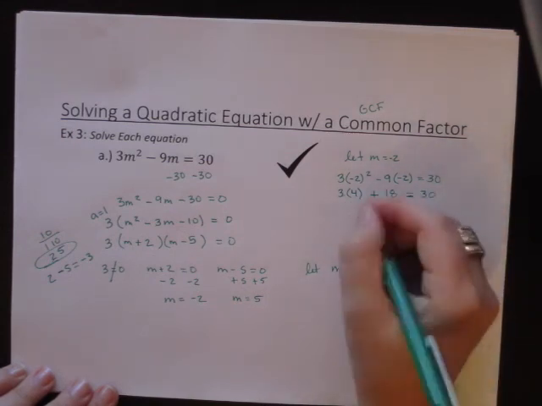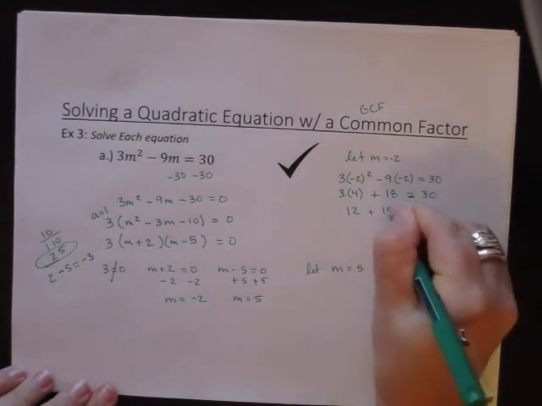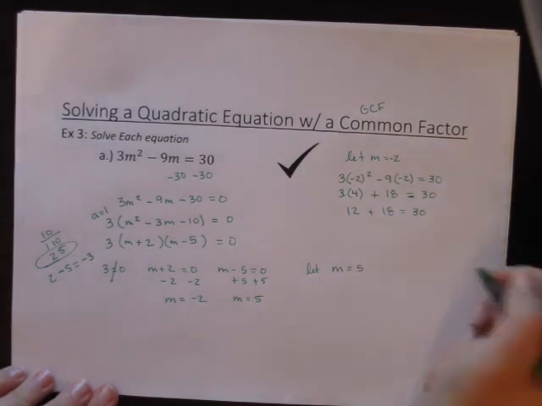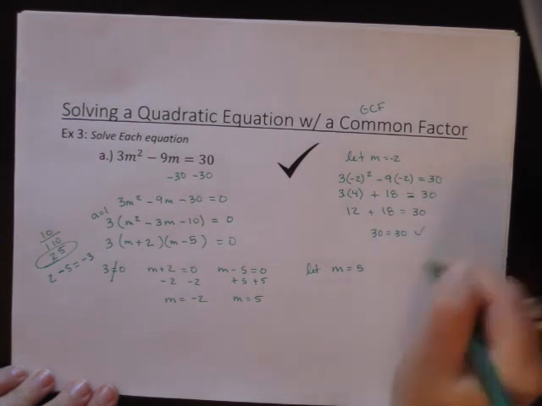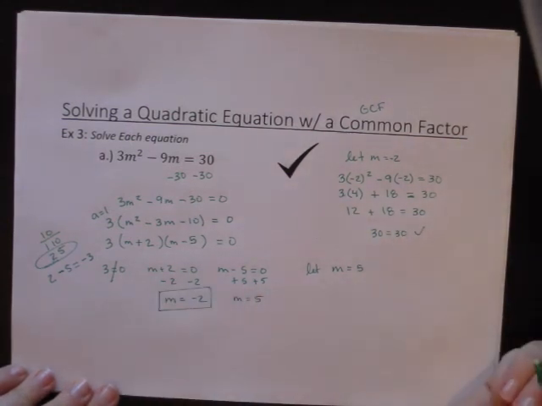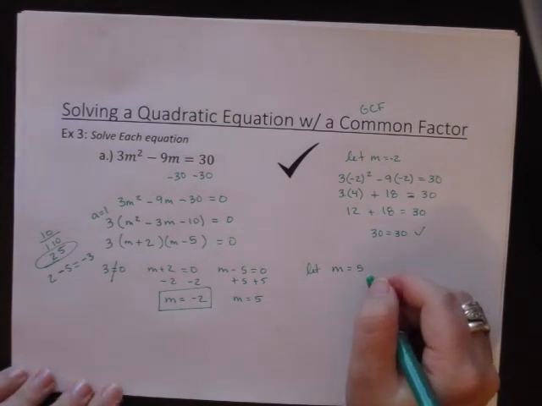Okay, and then 3 times 4 will give me 12. 12 plus 18 gives me 30. 12 plus 18, 30 equals 30. That is a true story. I box my answer. Alright, now we're going to let m equal 5.